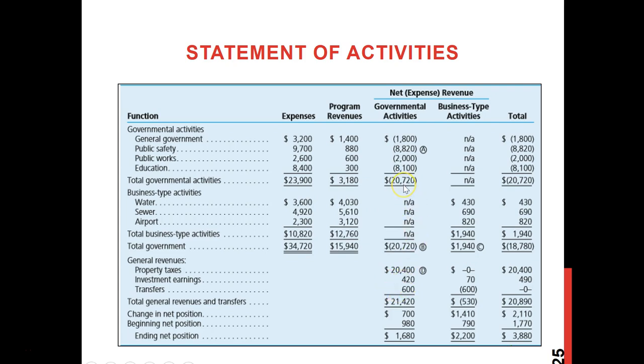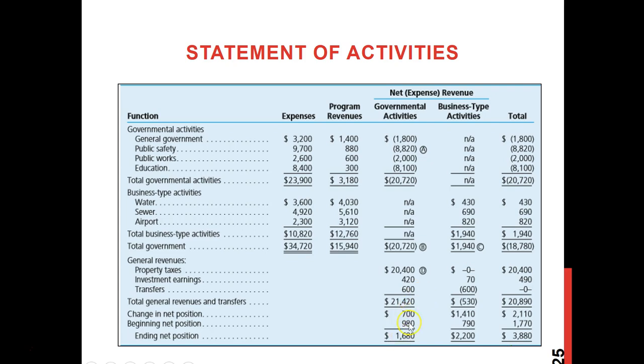So now, after showing this net revenue for the governmental activities, and when you show the general revenues, which is 21,420, and they had a deficit revenue, negative 20,720, the net change in their position under these governmental activities is 700. So this is the net change. That means only under governmental activities, governmental fund related activities, revenues minus expenses, the net is 700.